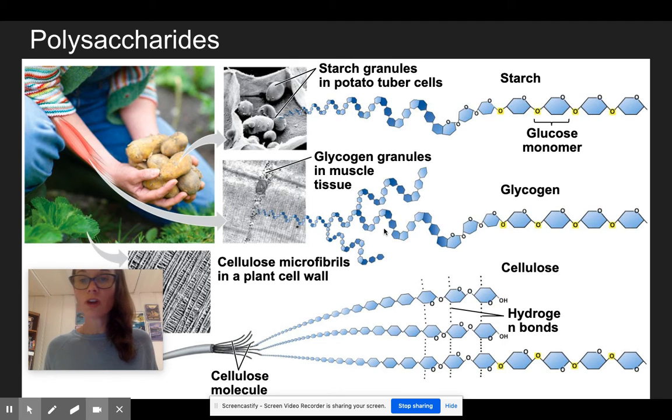These are also long chains of glucose monomers strung together, but they're branched. So it's a little bit different in terms of its structure. And then if you were to look inside of a cell wall, you would find cellulose. Again, very similar in structure, long chains of glucose, but you can see they're also linked together by hydrogen bonds. So these chains are linked to other chains.